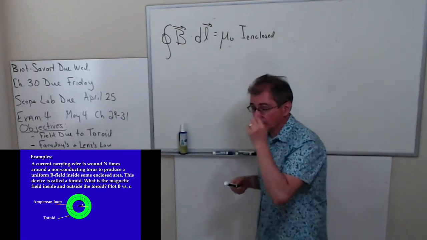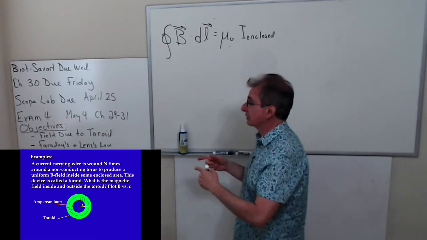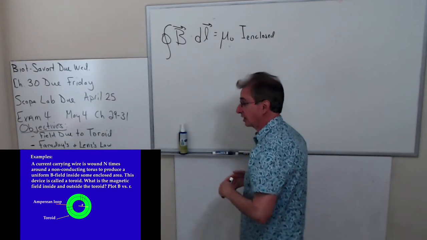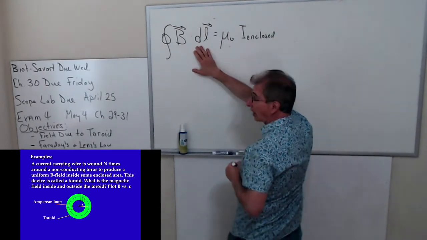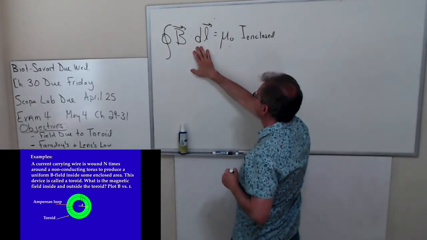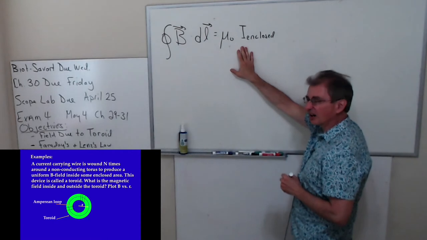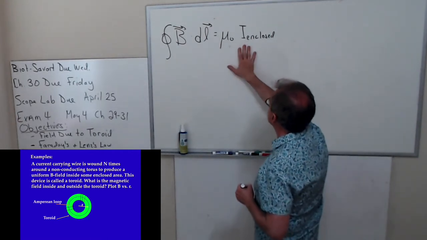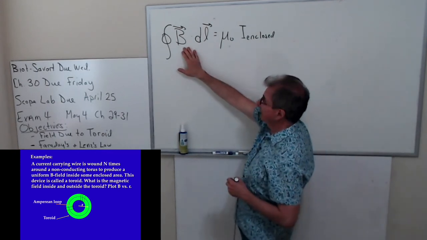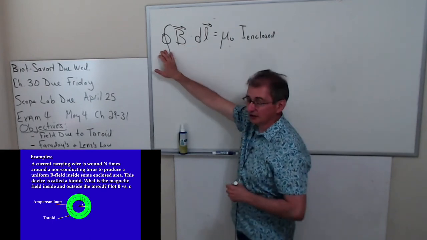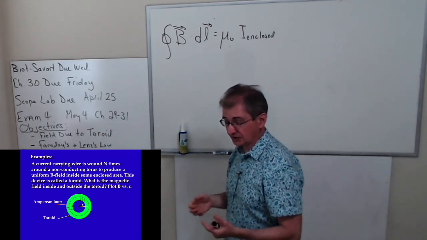This loop will basically enclose an open surface, so it should be true for any open surface, because whatever open surface you attach to that loop, the current is going to penetrate through it. Regardless of the shape of the loop, this integral has to be equal to mu naught times I enclosed. Now, if B is constant around the loop, you can pull the B out of the integral and calculate the magnetic field. That's what we were doing the other day.